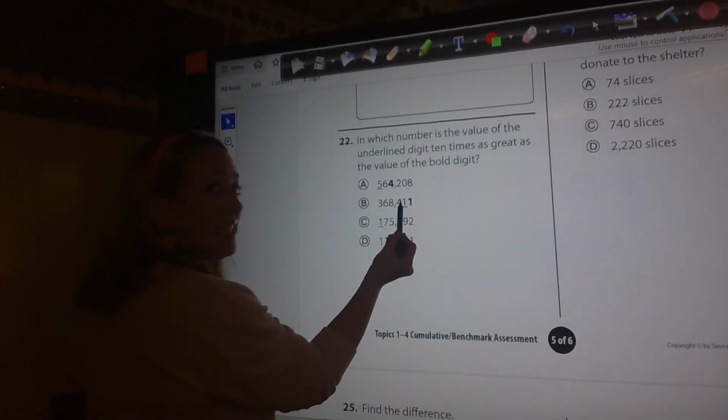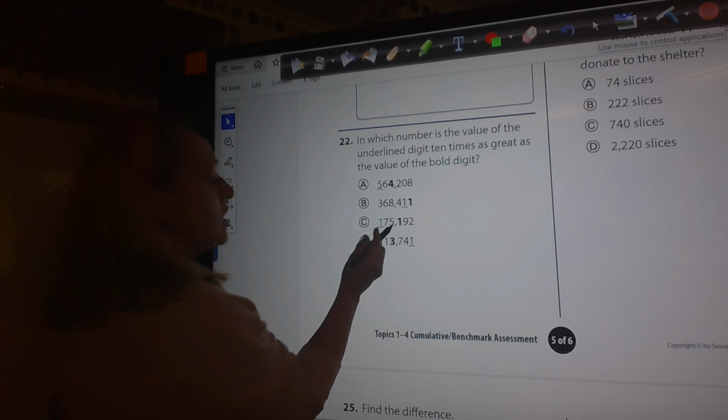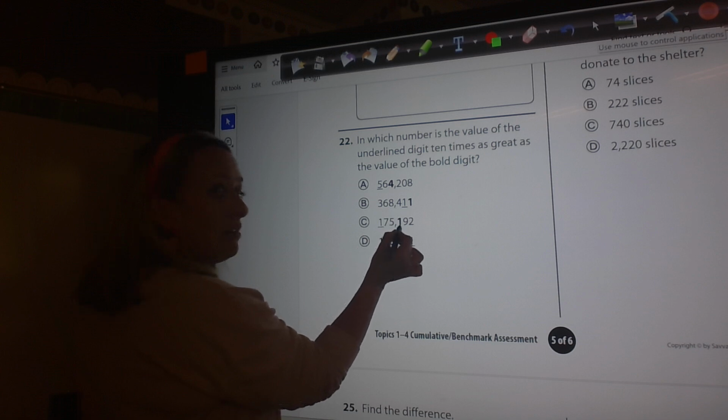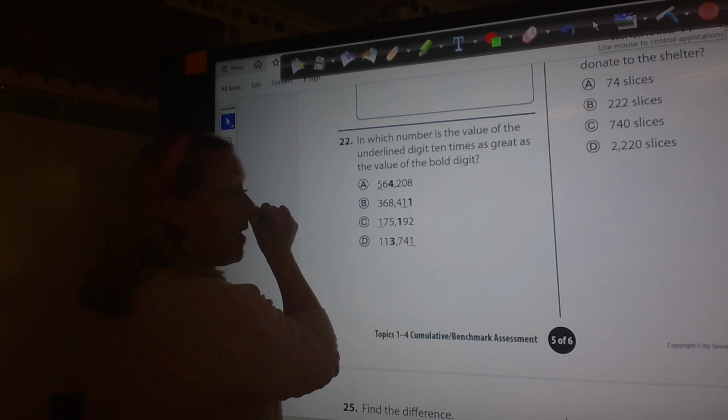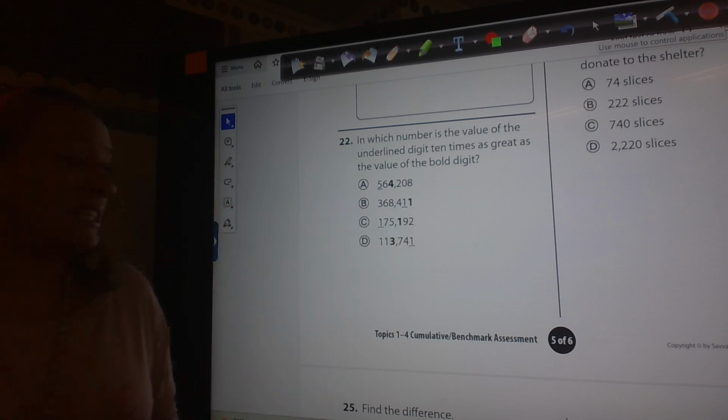10 is 10 times as much as 1. Yes. Okay, let's keep looking because it's a maybe. 100,000 is 10 times as much as 100. Okay. 3,000 is 10 times as much as 1. No. So you know that it has to be side by side. They have to be the same number for it to be 10 times as much.